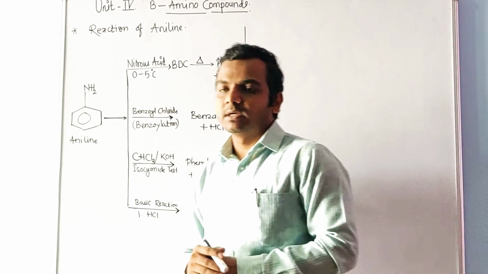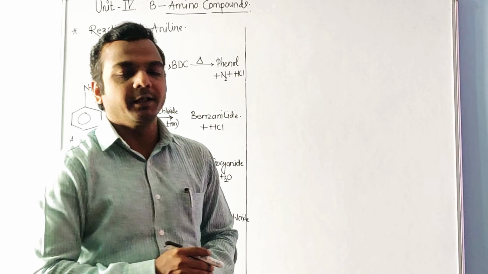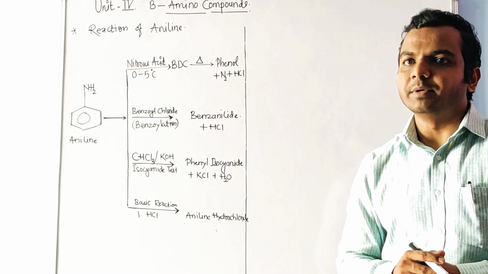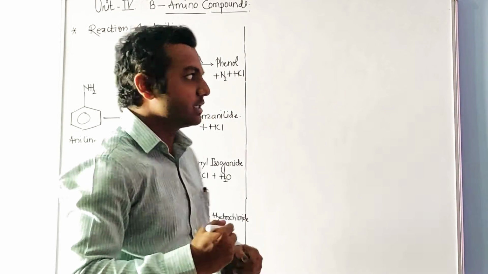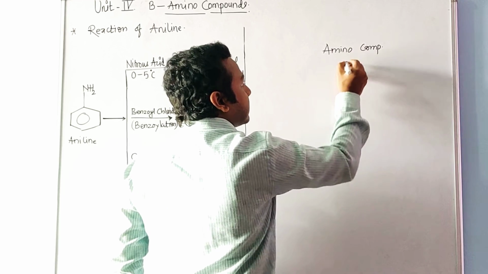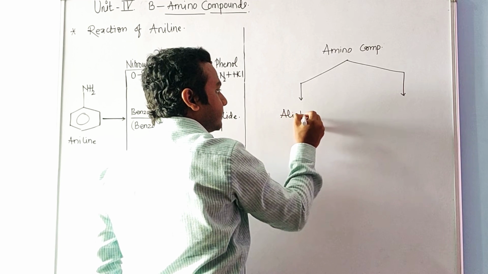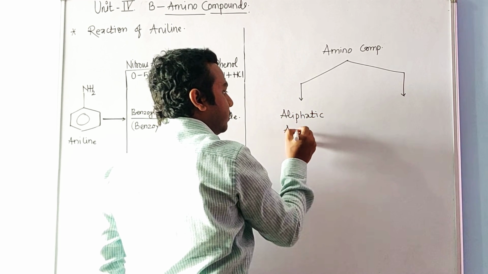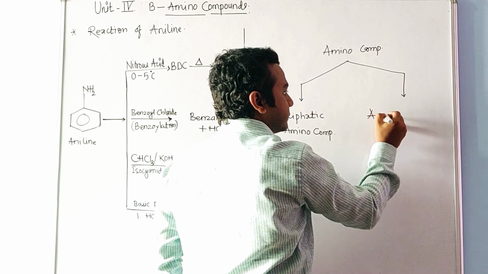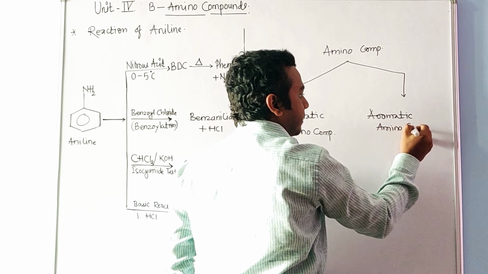What are amino compounds? Amino compounds are the hydrocarbon derivatives of ammonia, in which one or more hydrogen atoms are replaced by alkyl or aryl groups. It means that amino compounds are classified into two categories or 2 types. First is aliphatic amino compounds, and second is aromatic amino compounds.